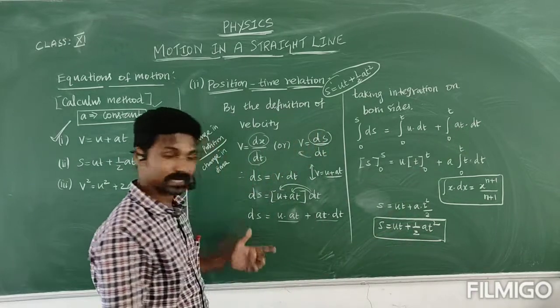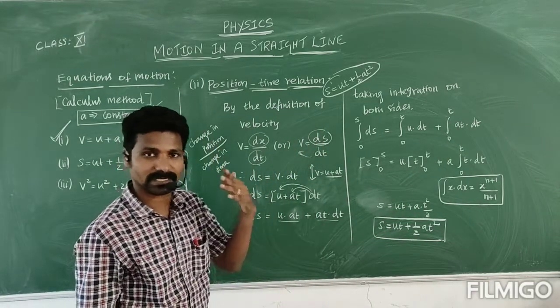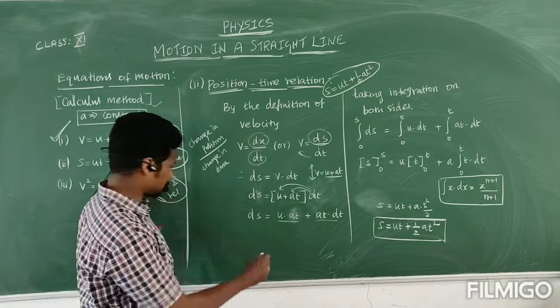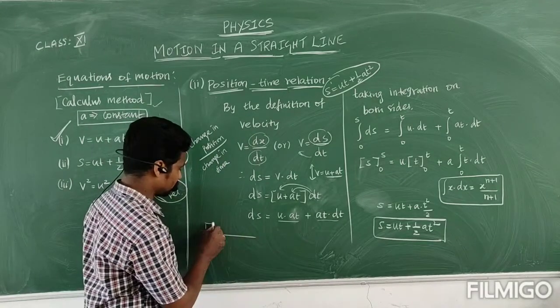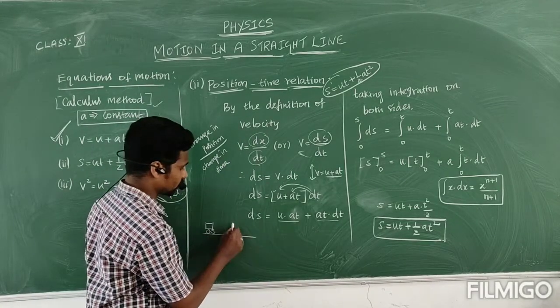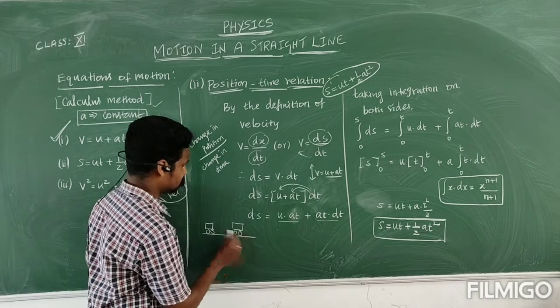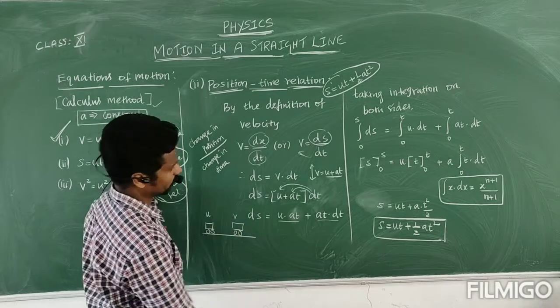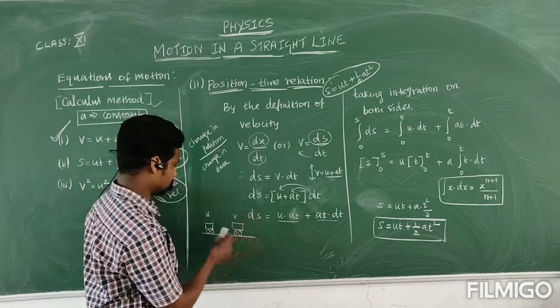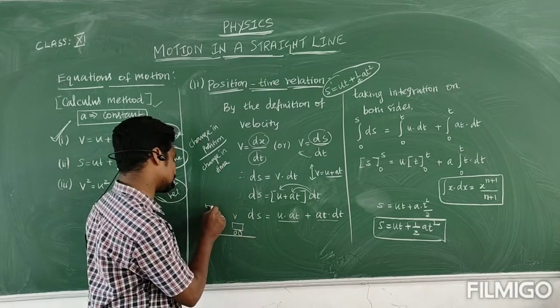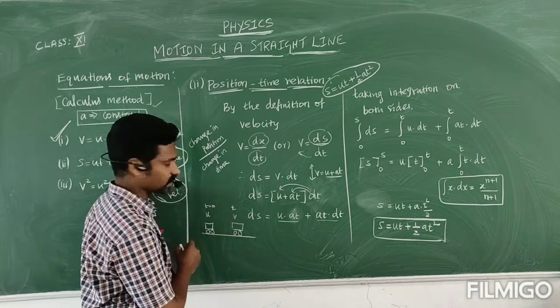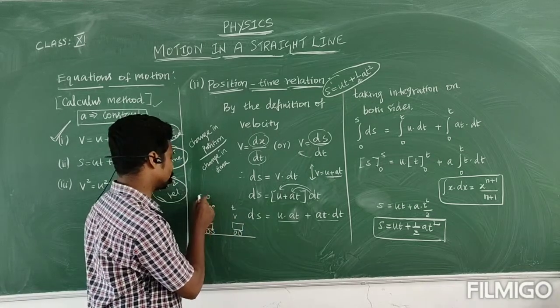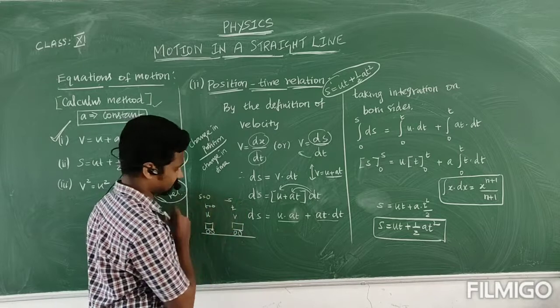Then as well we want to write what the limit is. We apply the limit. So as usual, the car starts from one position and reaches some other position. Here the initial velocity is u and the final velocity is v. Let's take the starting time as 0 and the ending time as t. The starting position is 0, and the ending position is s.